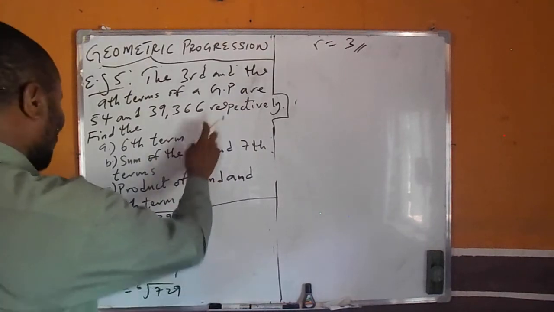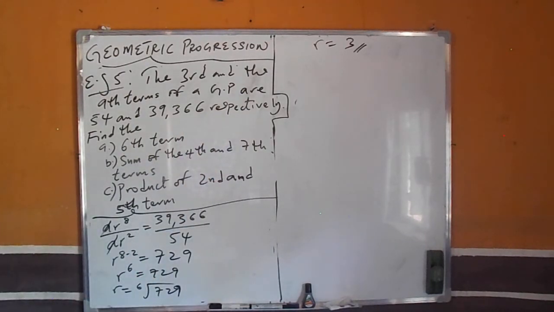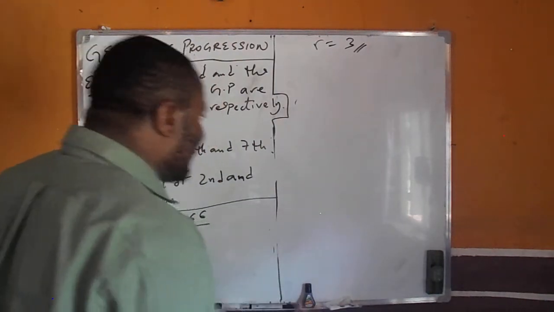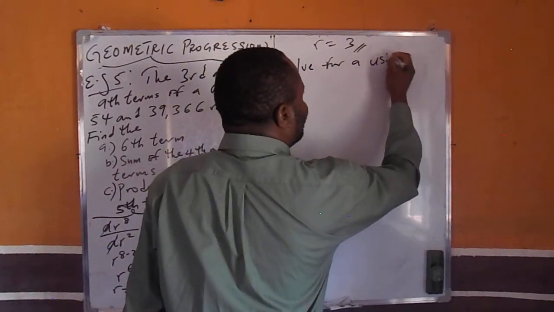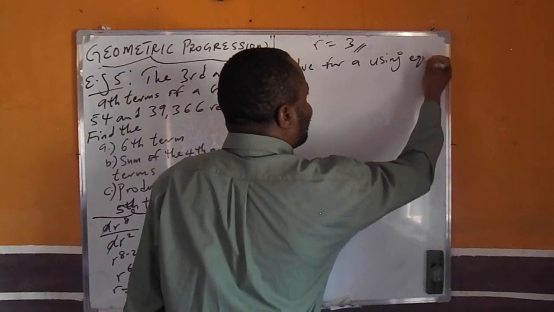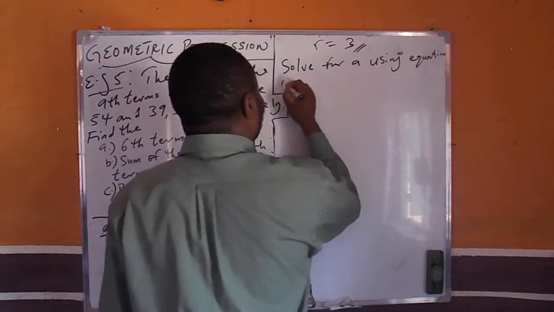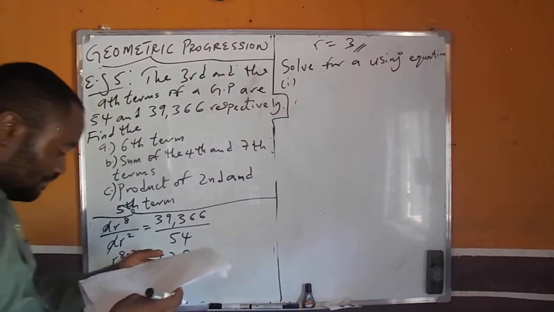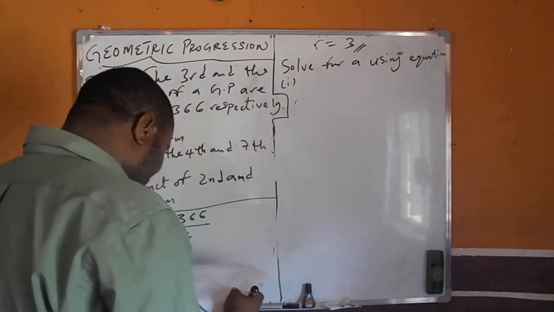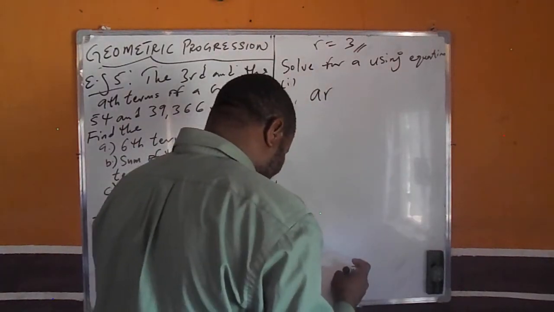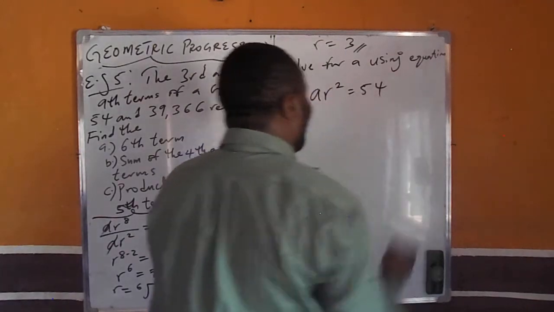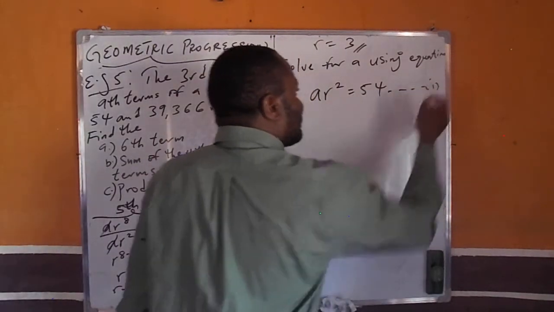Then we can now look for our A. Now that we have gotten what our R is, we have to get what our A is. We now solve for A using equation 1. Our equation 1 is A R raised to power 2 equals 54.